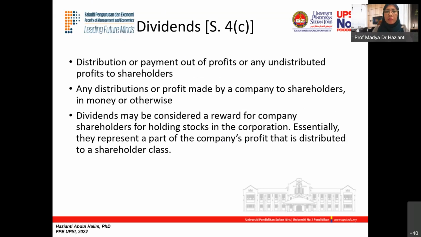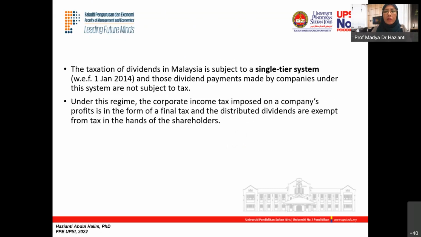Okay, so dividends meaning whatever return that you get from your investment in shares. So in Malaysia, we practice what we call a single tier dividend, which means if the company already paid the dividend, then the shareholders do not have to pay any more tax. So itu masuk single tier lah, dah pay at the company level. So bila sampai dekat shareholders, we do not have to pay the tax.